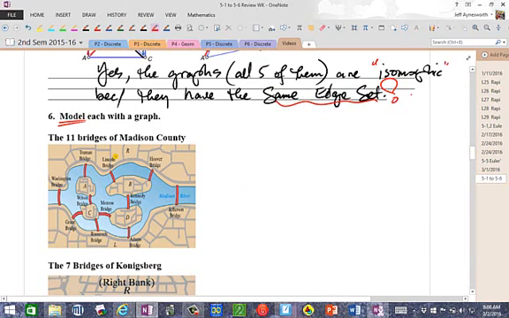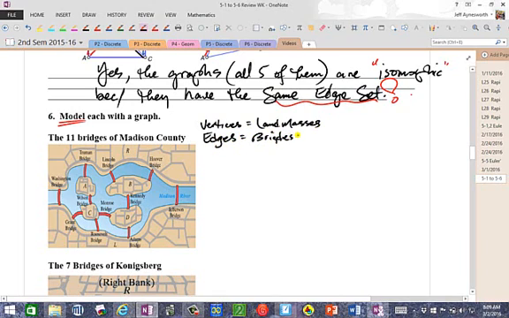And just like the 7 bridges of Konigsberg, we're going to represent the vertices as land masses, and we're going to represent the bridges as edges. So let's write that down first. So vertices are going to be land masses, and the edges in this problem are going to be the bridges, the 11 bridges of Madison County in this case.